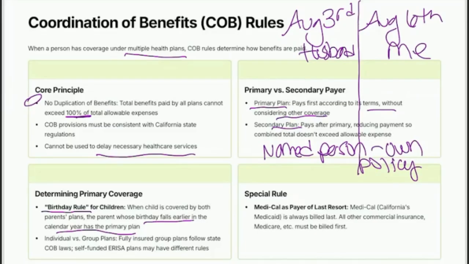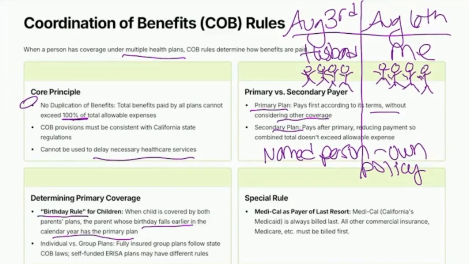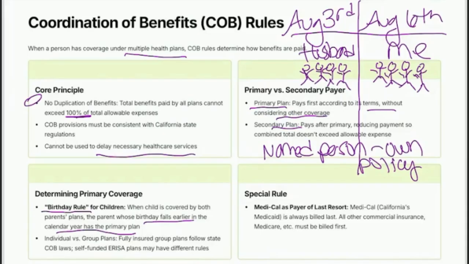Now let's pretend our 4 kids are listed on both of our policies. I don't know why somebody would have all these policies. Generally, one should be fine, but anyway, you need to know how it works. So no matter what, my children are covered under both of our plans. Because my husband's birthday is 3 days before mine, he follows the birthday rule, the one that falls first in the year. So his policy will always be the primary for our dependents, for our children.